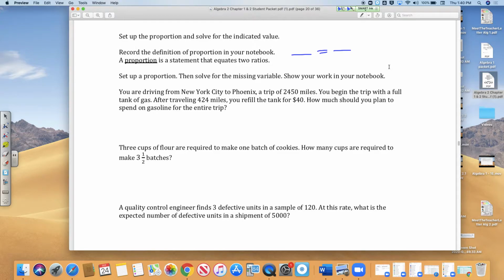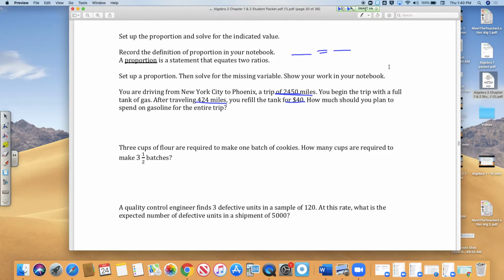So let's read this word problem and solve or create the proportion and solve it. So you're driving from New York City to Phoenix, a trip of 2,450 miles. You begin the trip with a full tank of gas. After traveling 424 miles, you refill the tank for $40. How much did you plan to spend on gasoline for the entire trip?